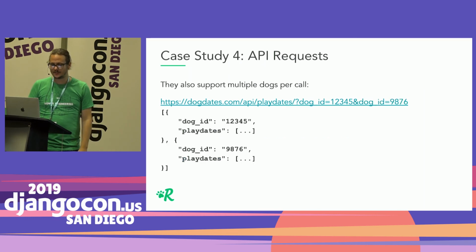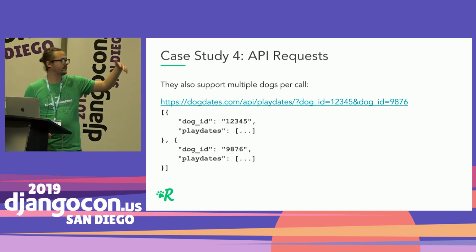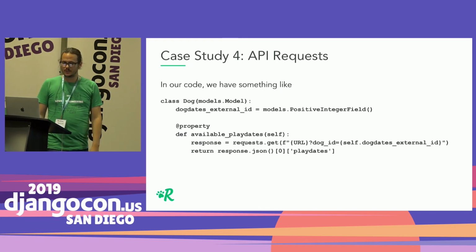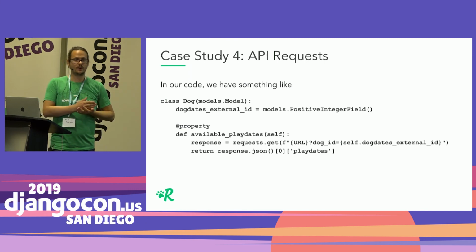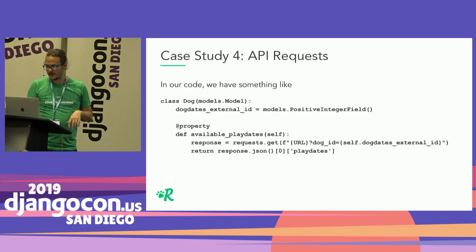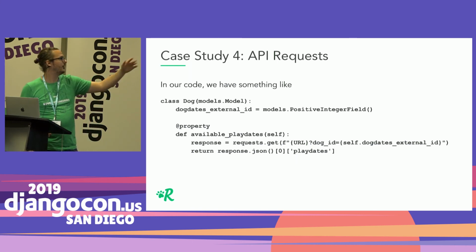Their HTTP API also happens to support multiple dogs per call. So if you pass multiple dog IDs, you get multiple dictionaries back with their IDs and their playdates. Suppose we have code which looks like this. In our dog model, we have a dog dates external ID, which for a dog in our system is the ID in their system. Then we have an available playdates property, which when you access it makes a GET request to this URL and returns the playdates field from that response.